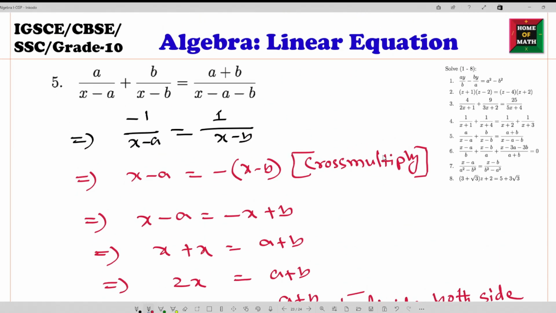So these types of linear equations are very important for competitive examinations, especially IGCSE, CBSE, grade 10, and also very important for SET. Okay, so thank you very much for being with me. This is very important math for examinations, entrance examinations. So you have to try at home, because once you do more practice, the examination will be very easy.